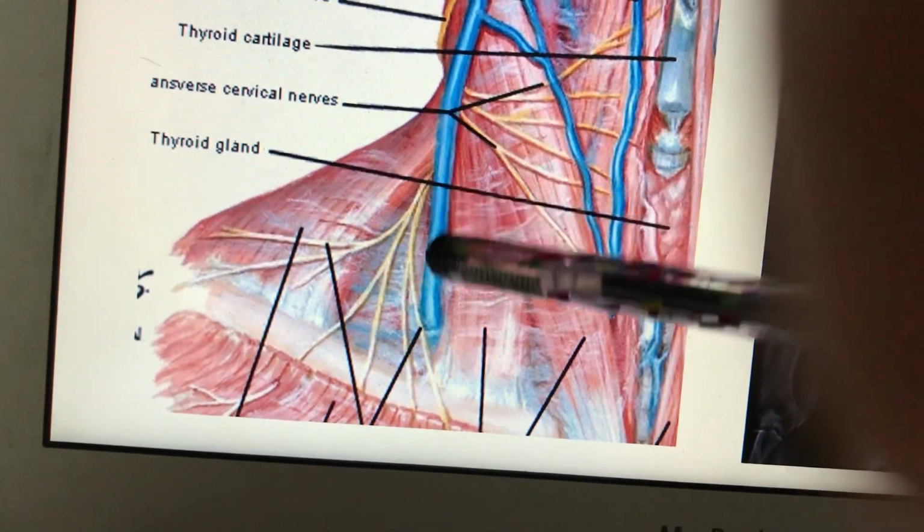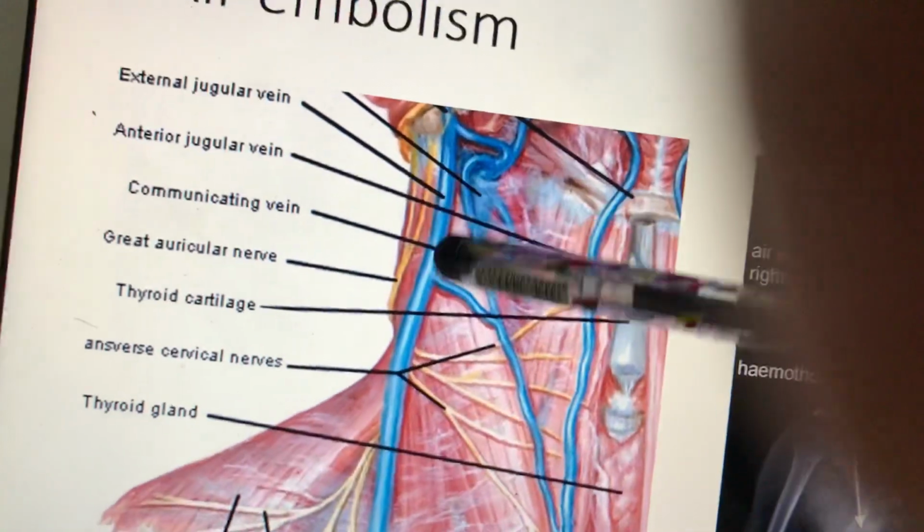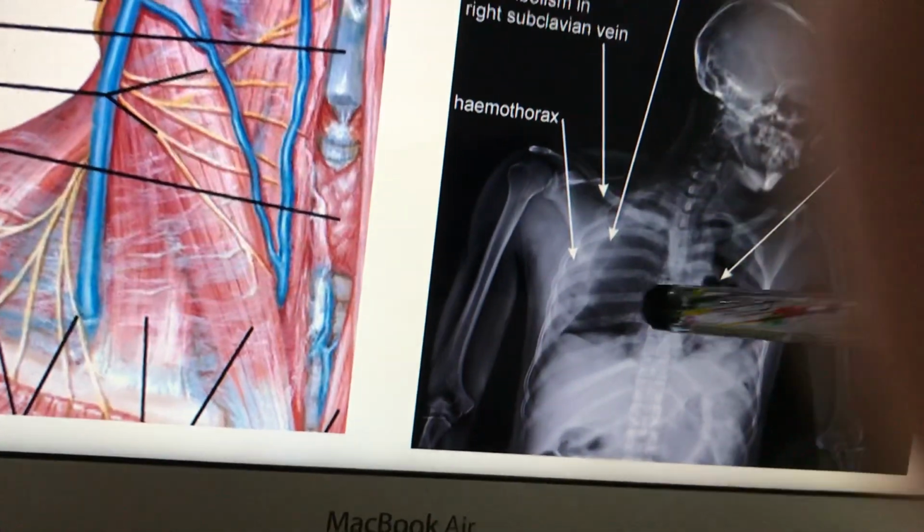This is the connection of the external jugular vein. So this is how air embolism occurs. This is the picture of the air embolism.